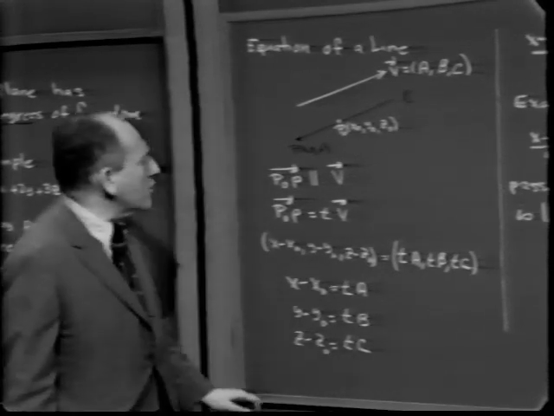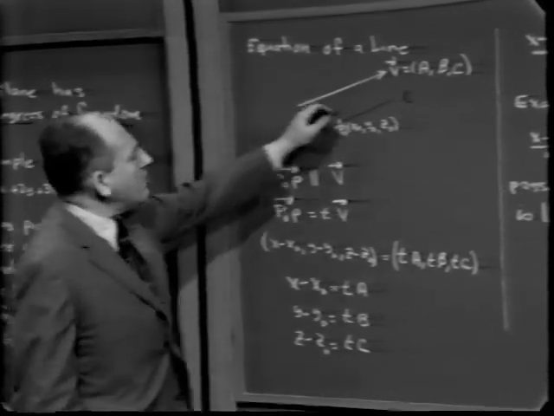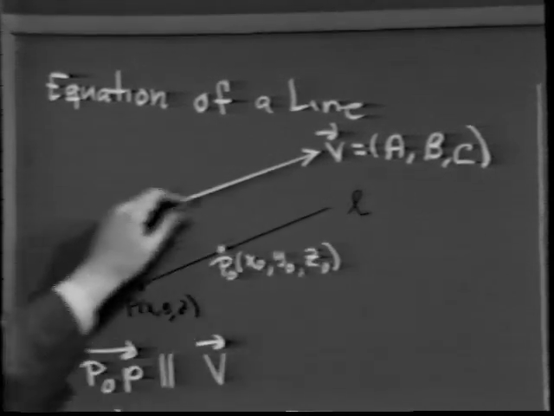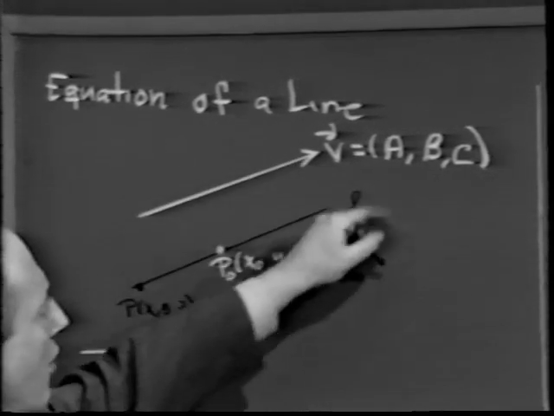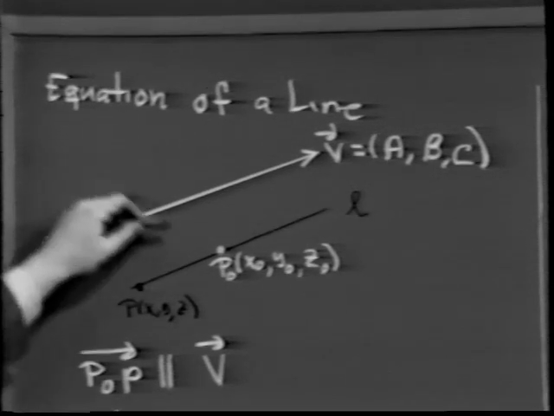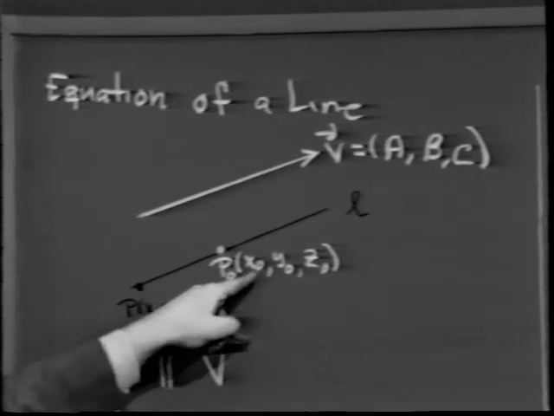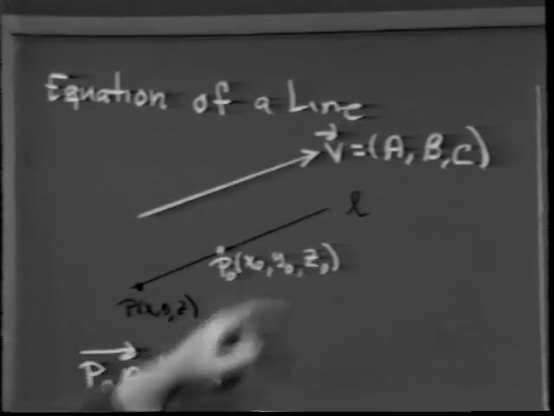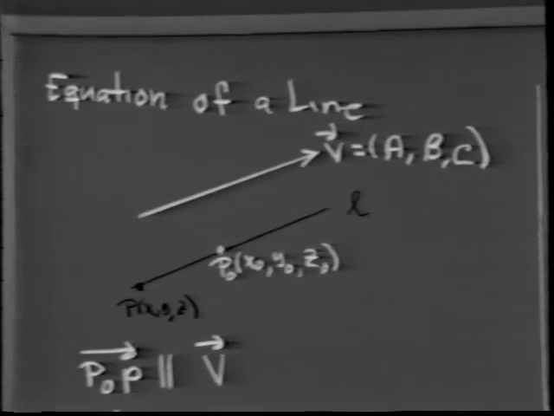In vector language, what we say is, okay, let's suppose we're given the line L. And we know that the vector v, whose components are a, b, and c, is parallel to L, and that the point P0, whose coordinates are x0, y0, z0, is on the line L. Then the question is, how do we find the equation of the line L? And again, vector methods come to our aid very nicely.